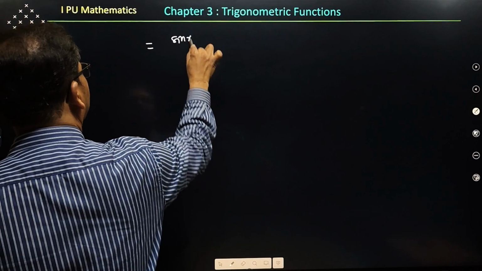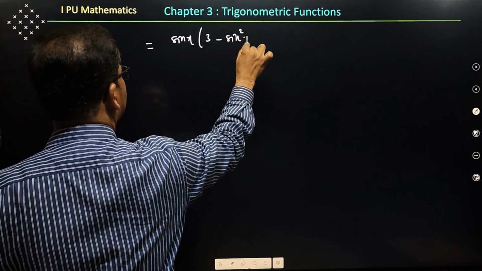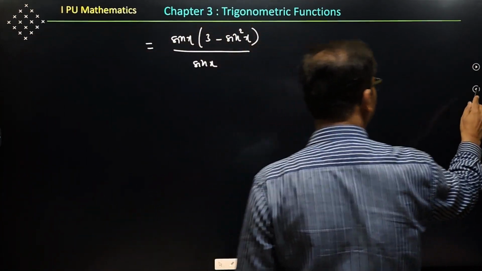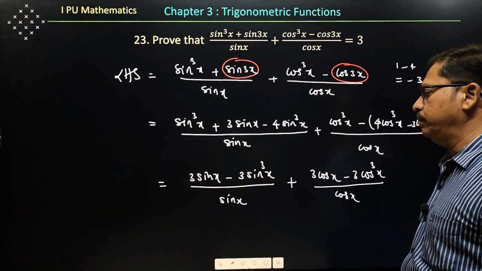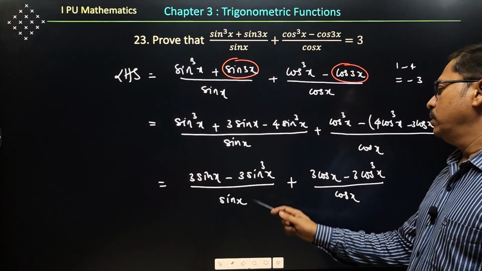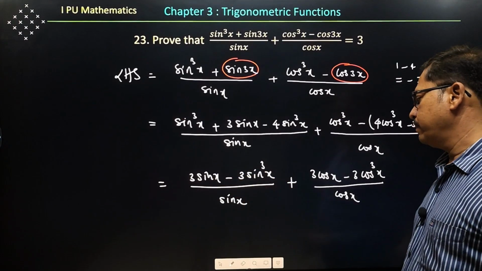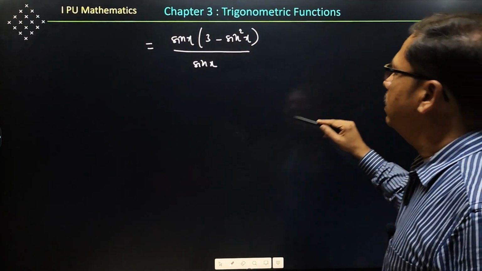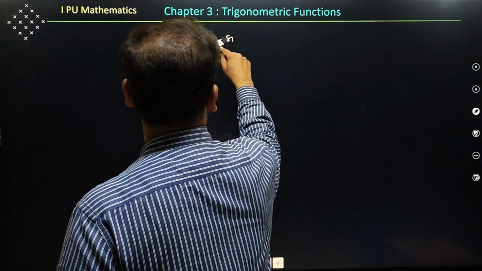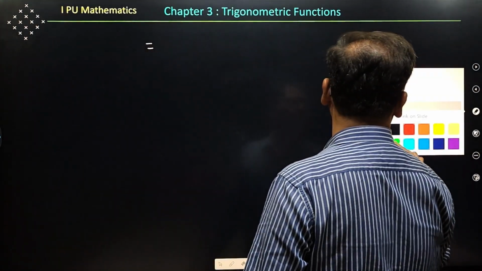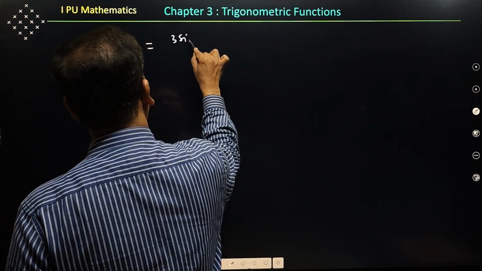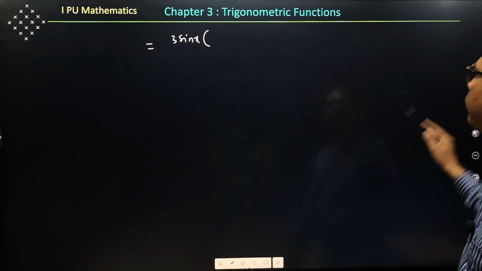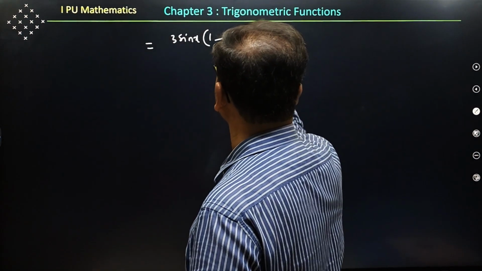If you take sin x common, 3 minus sin square x remains, whole divided by sin x. See whether it is correct or not. I have taken sin x outside. Okay. 3 remains minus 3 sin square x. Even you can take 3 also, no? 3 sin x. You do one thing. Take entirely 3 sin x. If you take 3 sin x, what remains? You see here, 1 minus sin square x remains.